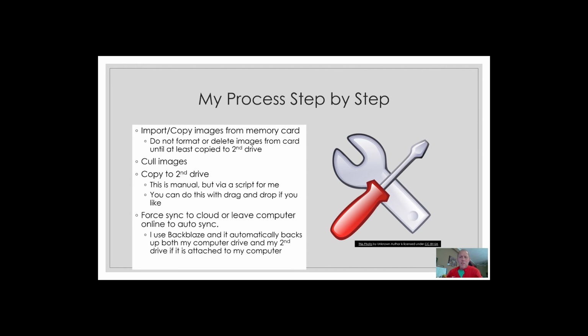So my process, step by step, is I import or copy my images from my memory card, and I do not format or delete the images from the card until I've at least copied them to my second drive. And in reality, I don't delete them from my card until I think I might be out of space on the photo shoot that I'm going out on. And then I will have already probably copied 2 or 3 sessions off of my memory card before I do that. So my second drive, this is manual for me.